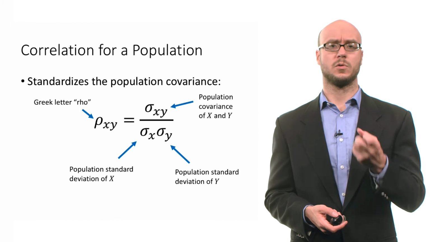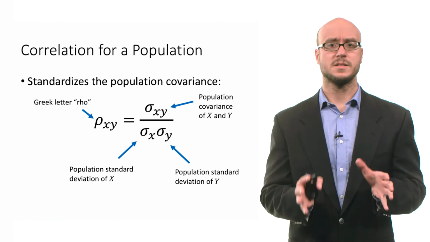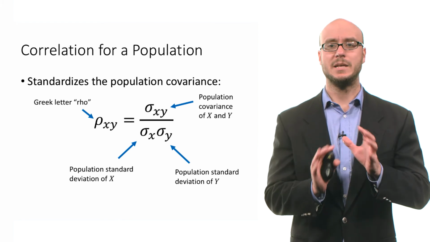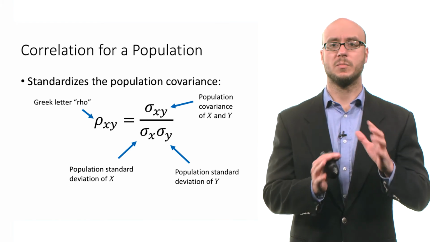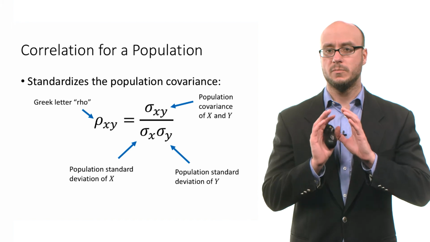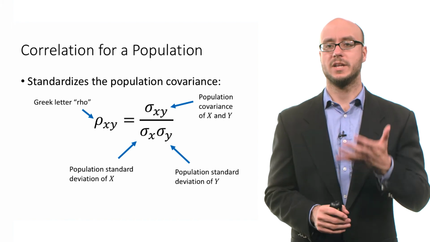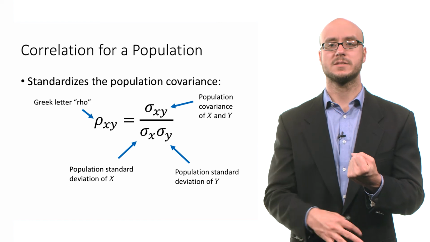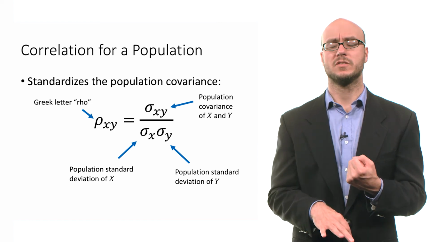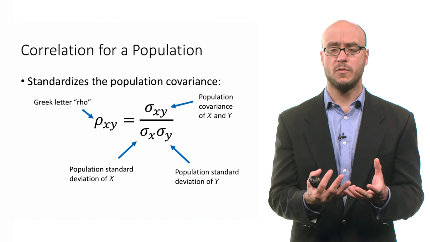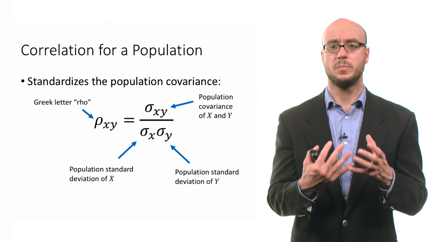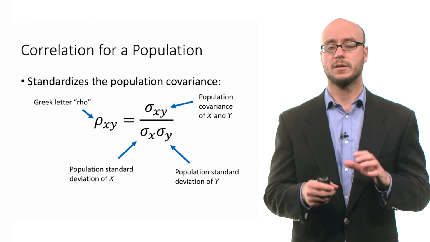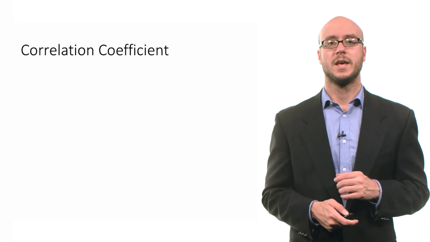Let's look at the formula for correlation for a population. It's the same, right? The only difference is that we use Greek letters because we like to keep track of whether we're calculating from a population or not. But the overall idea is the same, in the sense you take a population covariance and you divide by the population standard deviation of X times the population standard deviation of Y. And the result is a correlation of a population that we call rho. Okay, that's all that Greek letter refers to.